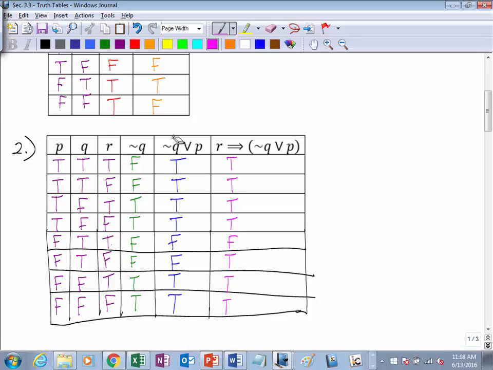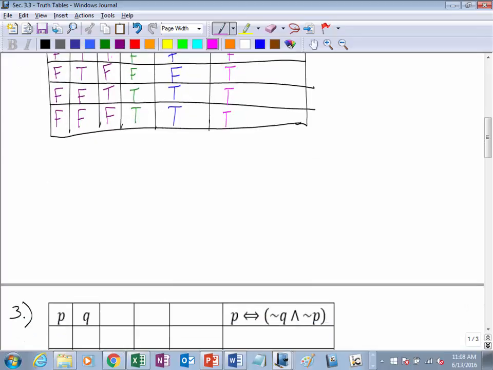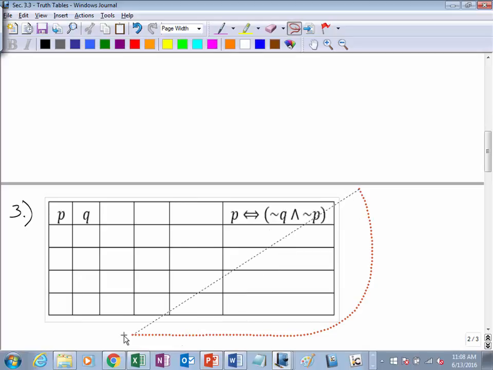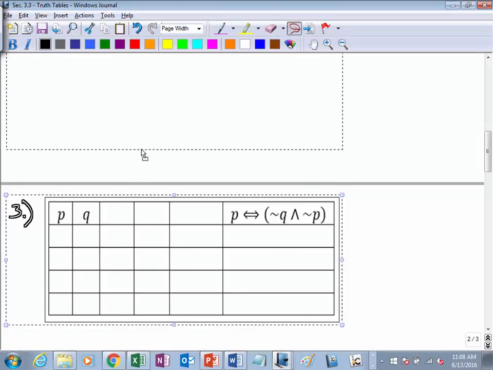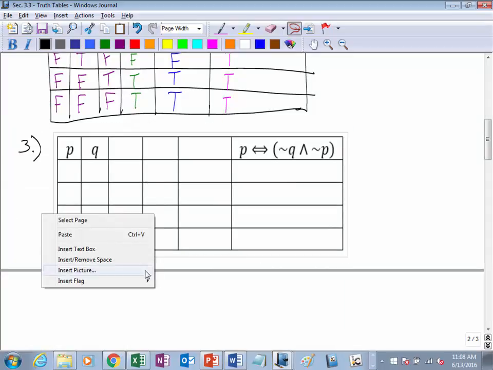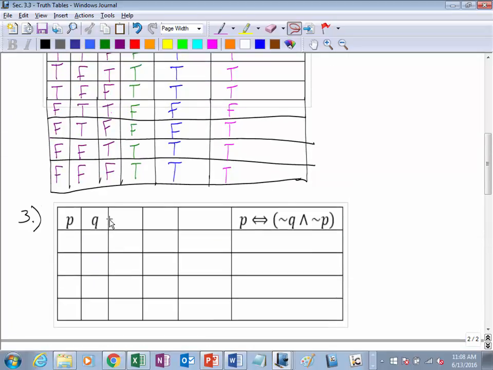All right. Any questions about that? Alright, so number 3, this one just has only P and Q again. So for P, I'm going to do T, T, F, F. For Q, I'm going to do T, F, T, F.